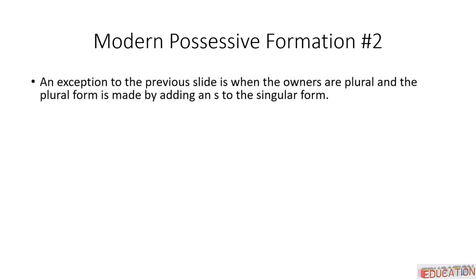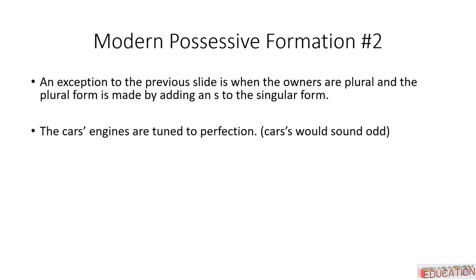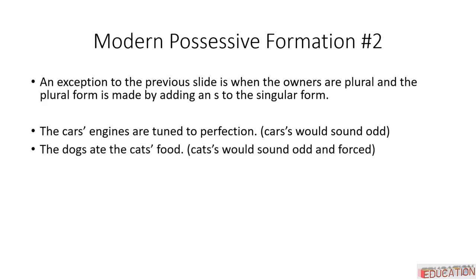An exception to the previous rule, and it's a bit awkward, is when the owners are plural and the plural form is formed by adding an S to the singular form. And we'll see some examples. The cars' engines are tuned to perfection. If we'd said the car's engines, it would sound really weird. Or the dogs ate the cats' food. If we said the dogs ate the cat's food, this would sound really odd and forced. And also please note here that dogs doesn't have an apostrophe because we're just talking about the plural form of dog. There's no possessive here.